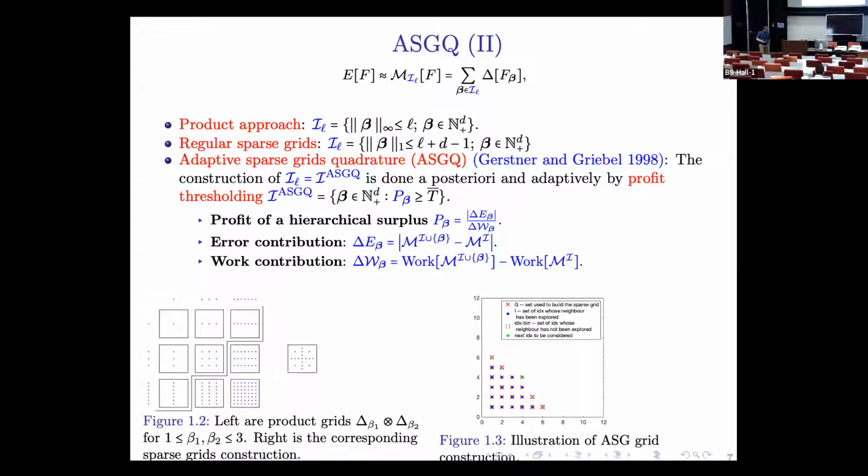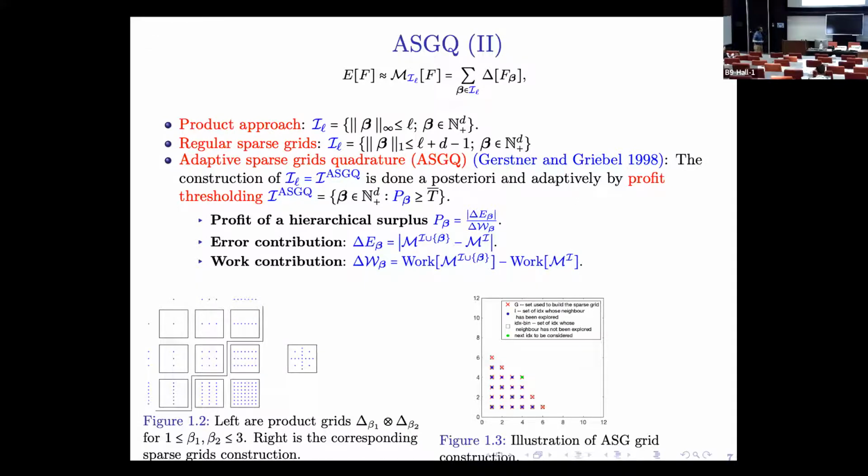There are different ways of constructing that set. One way is what is called the product approach, where you have the set given by the supremum norm of the index being lower than a certain level L. A better way is a regular sparse grid or Smolyak kind of grids, where the indices are included such that the L1 norm of those indices is below a certain level. In these two, the construction of the set is done a priori, okay? A smarter way is to construct that set in an adaptive fashion. In that case, the construction is done a posteriori.